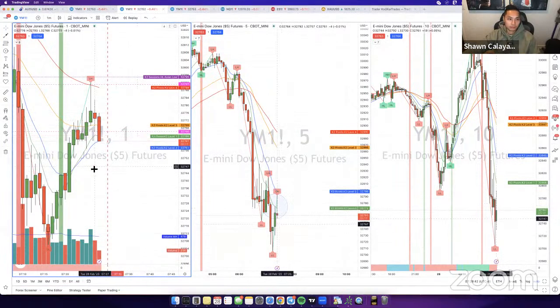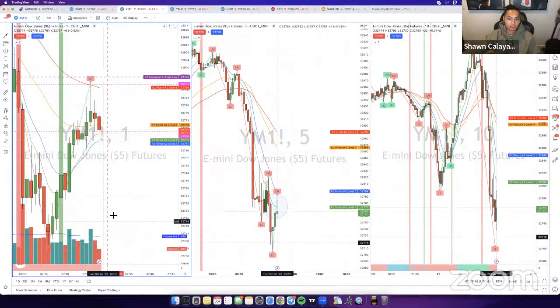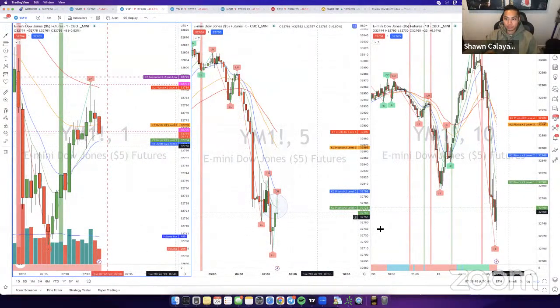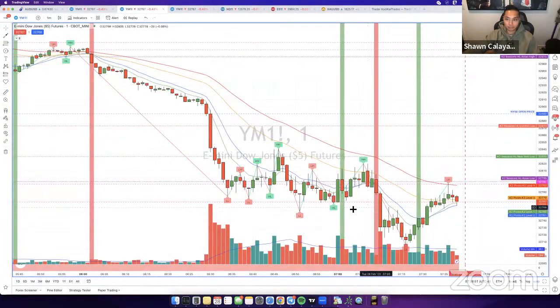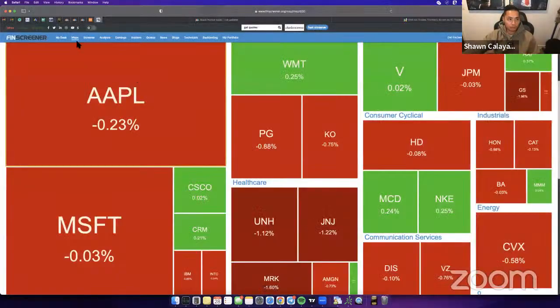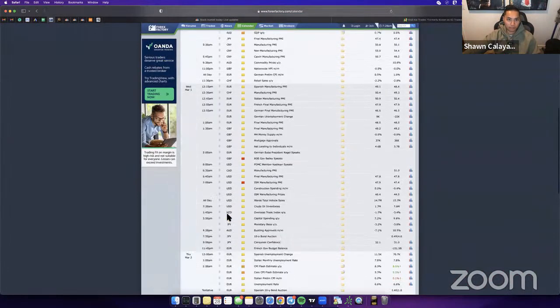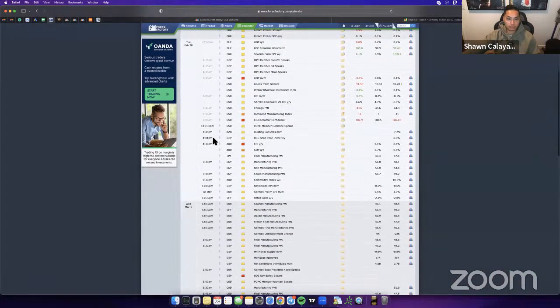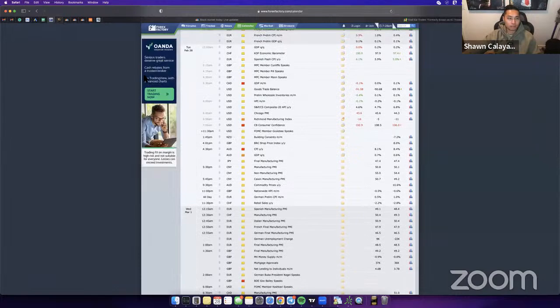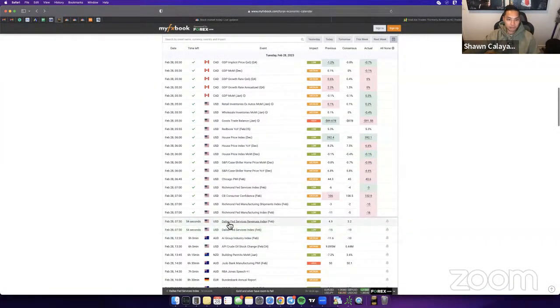In about 2 minutes. I do expect price to come back down. I just don't know when it's going to actually come back down. I think this right here is just a temporary push to the upside, and then price will come back down, because of the news coming up right here. Let me check the news calendar real quick. So news at 7:30 is, where's the news at? My FX book. Dallas Fed Services Revenue Index and Dallas Fed Services Index.